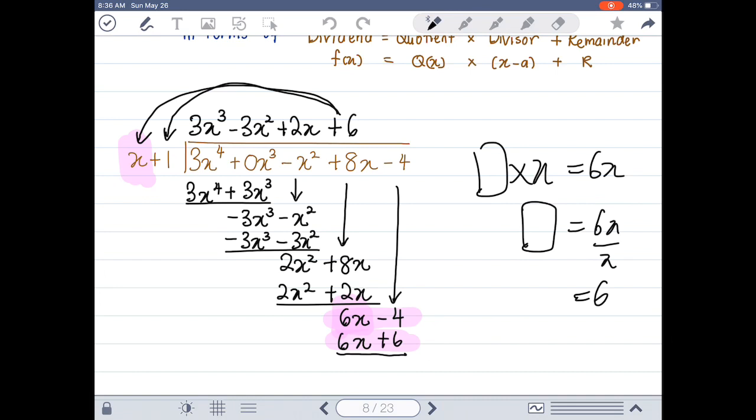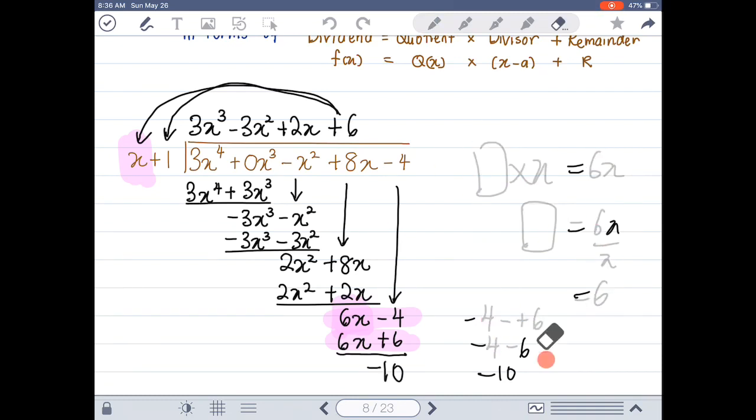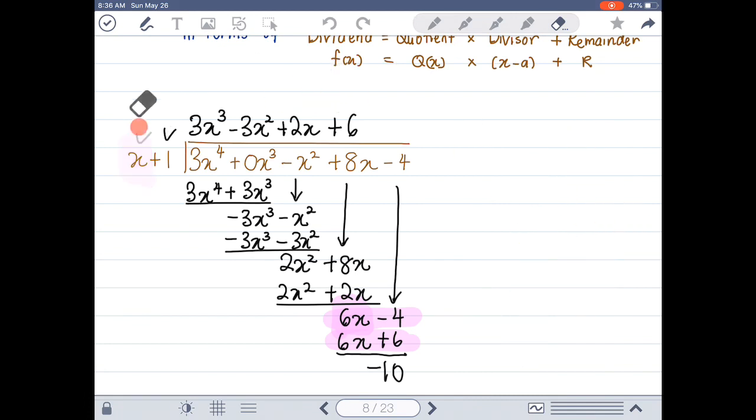So 6x minus 6x, we will get 0. Negative 4 minus plus 6 equals negative 4 minus 6 equals negative 10. So the remainder is equal to negative 10. So we've completed our long division.